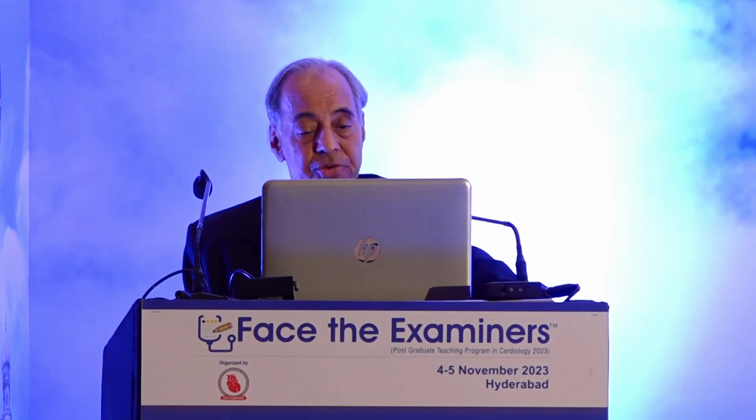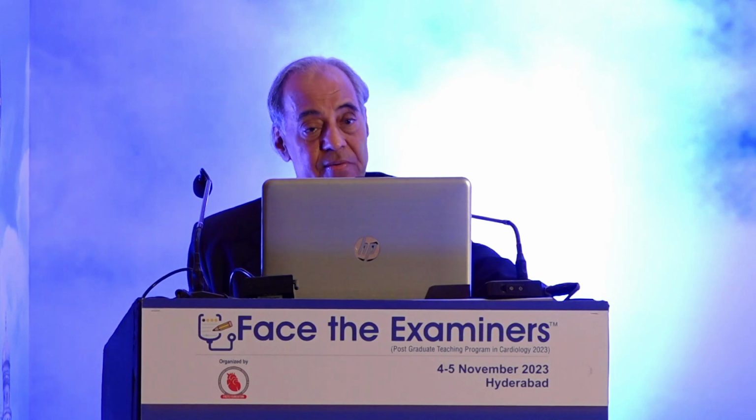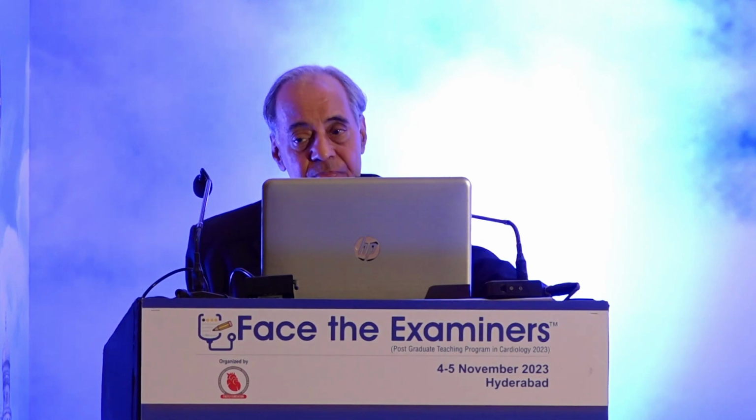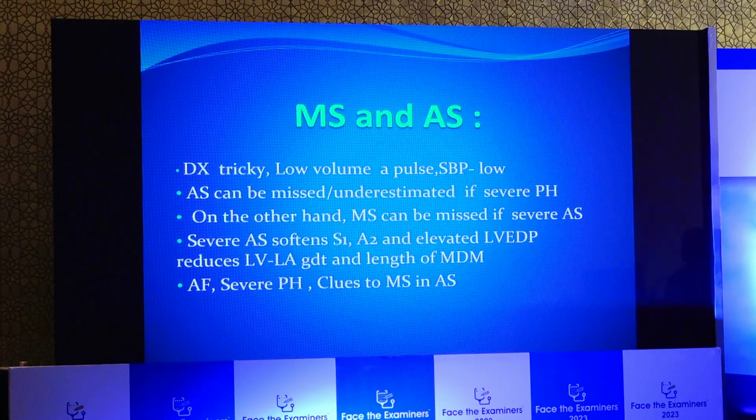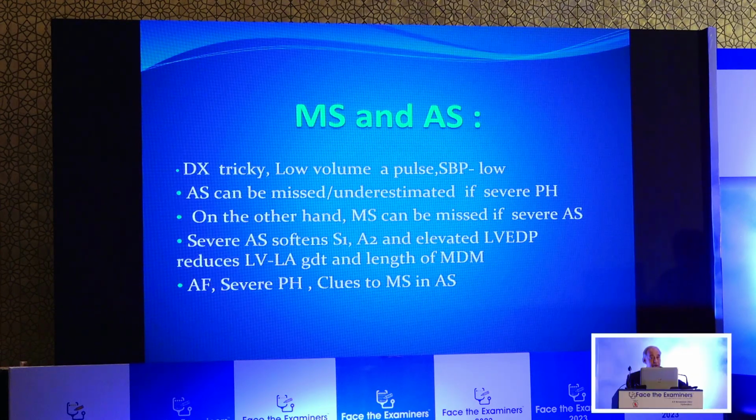On the other hand, mitral stenosis can be missed in severe AS. Severe AS softens the first heart sound. It elevates the left ventricular end diastolic pressure, and because of this elevation, the LV-LA gradient reduces and the length of the mid diastolic murmur reduces. So you can miss or underestimate mitral stenosis. Presence of atrial fibrillation and severe pulmonary hypertension are usually clues to the diagnosis of MS in patients of AS.